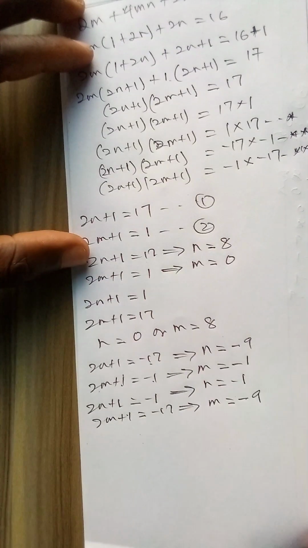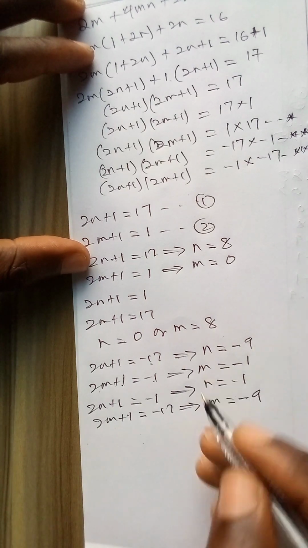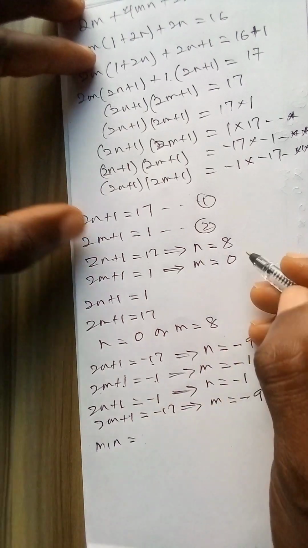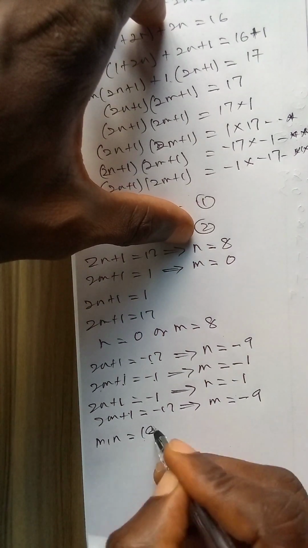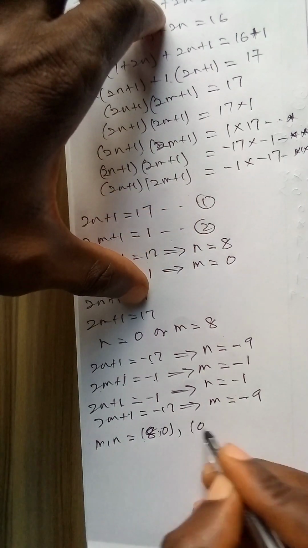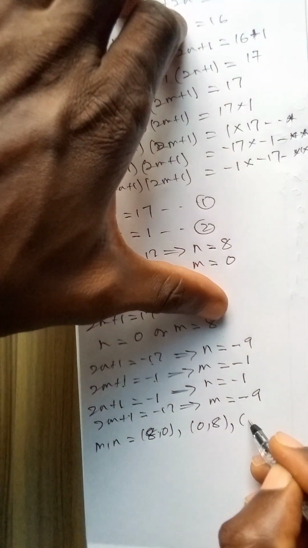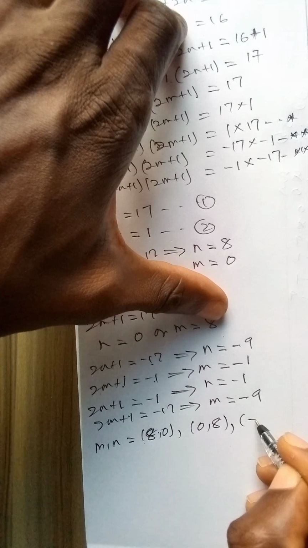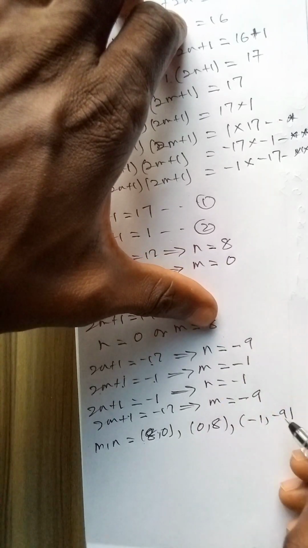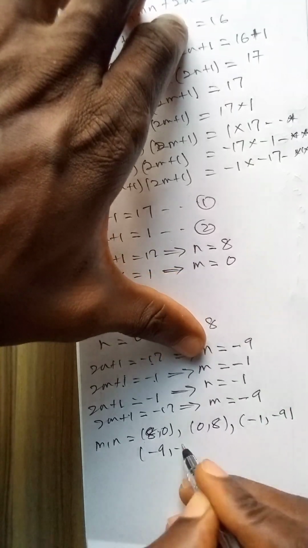And let us check if our pairs of solutions are correct. First, what are the pairs of solutions? (m, n) in the first case is (8, 0). In the second case, it is (0, 8). In the third case, it is (minus 1, minus 9). Let us remember that m comes first. And in the fourth case, it is (minus 9, minus 1).